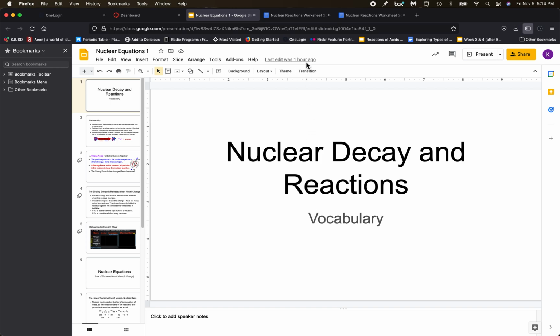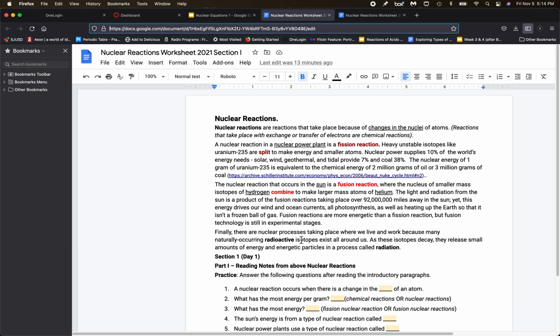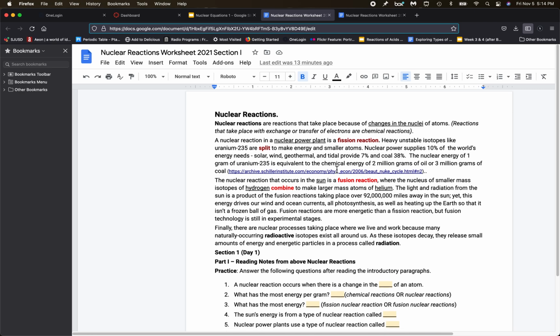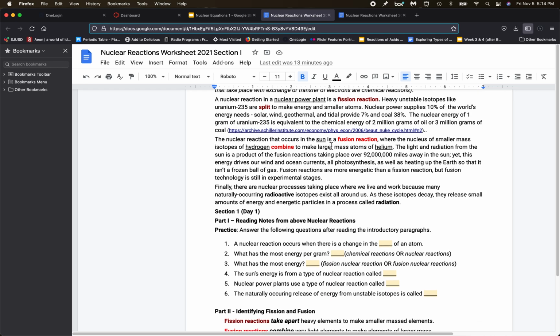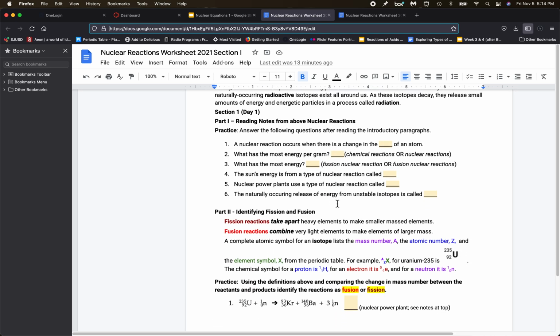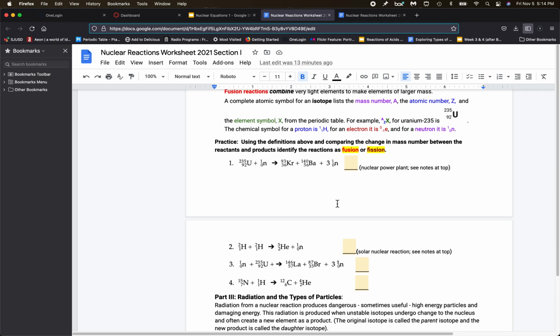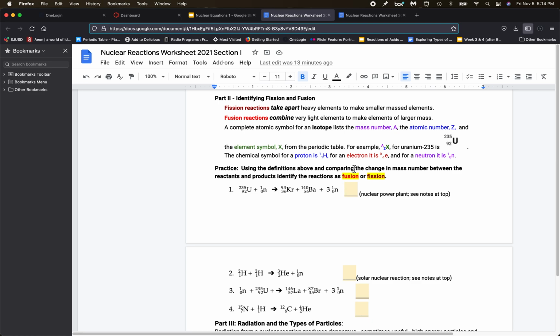So this is a brief lecture, because I'm not here, about the two worksheets you have for the next 2 days. So we're talking about nuclear reactions. The way the worksheets are set up is to read through here and then answer some questions about the reading. So you just go back and forth, read through here, answer some questions using the words fusion and fission.